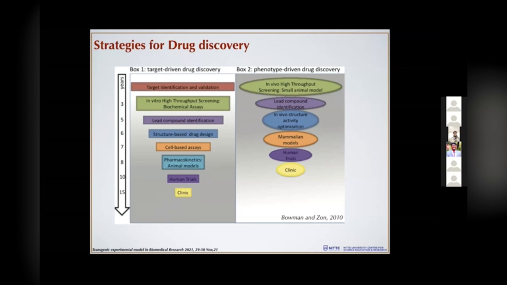So this approach is slightly different. Look at the phenotype first, and then you screen for compounds that can alleviate, or that can rescue that phenotype. And then, of course, you identify the lead compound, and then the rest of the things are the same. So this process takes a little less time, and whatever discoveries have happened in zebrafish are through this one. Next slide, please.